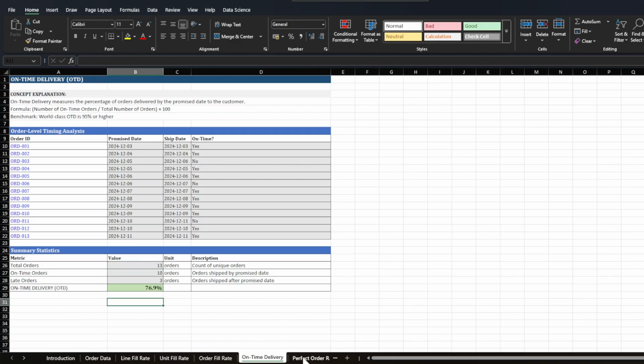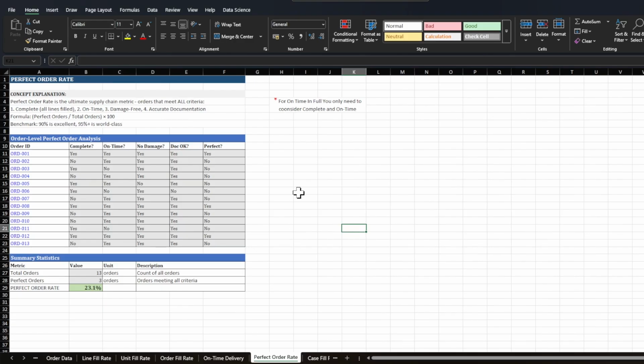Let's move to the next one, which is perfect order rate. Perfect order rate is the ultimate supply chain metric for orders that meet all criteria. So the order should be complete, with all lines filled. It should be on time. It should be damage free, and the documentation should be accurate. So all of these 4 things will be checked for each order.